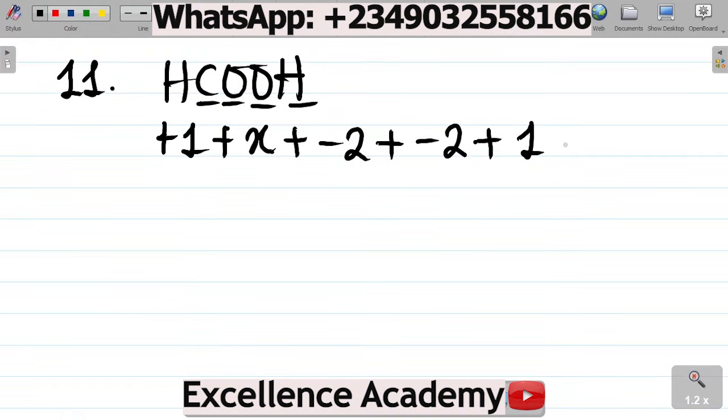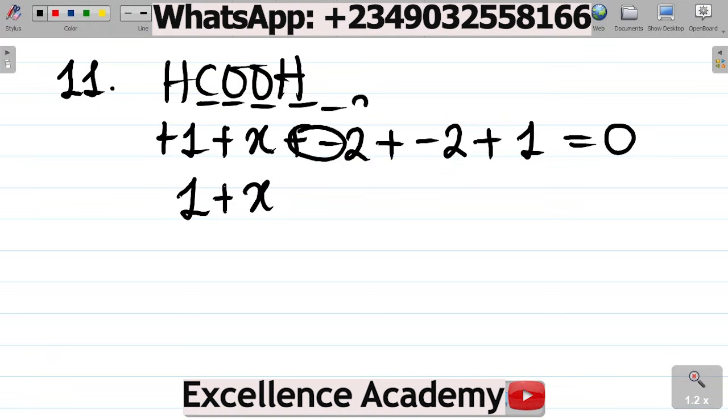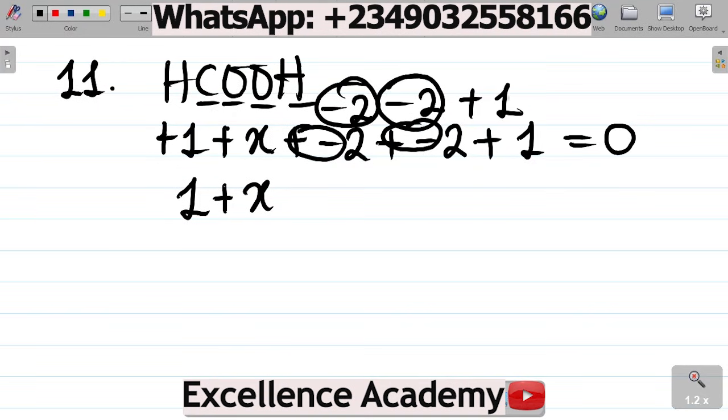So plus 1. We'll equate this to 0 because it's a neutral atom. There is no plus or minus attached to it. This gives you 1 plus x plus minus 2 is minus 2, plus minus 2 is minus 2. Then you have plus 1. Minus 2 is minus 4. Minus 4 plus 1 is minus 3. This is equal to 0.